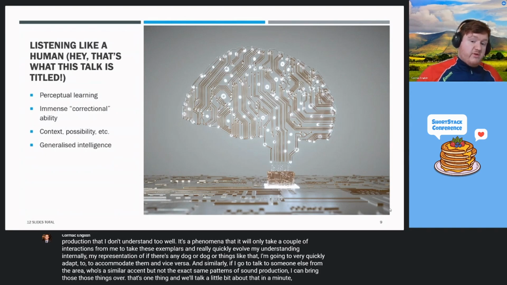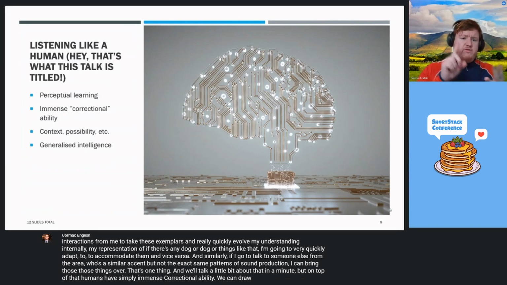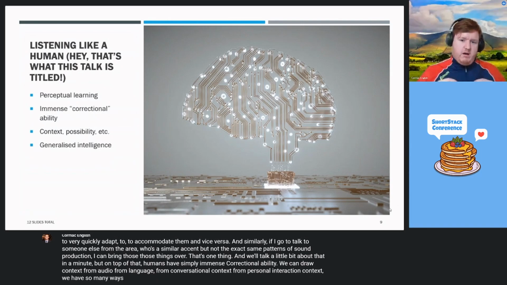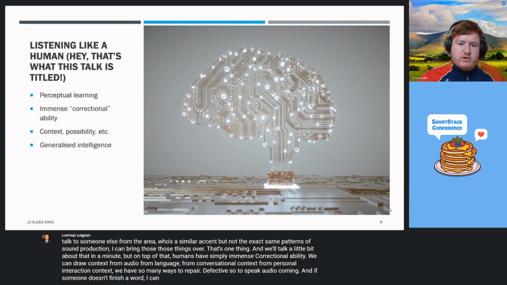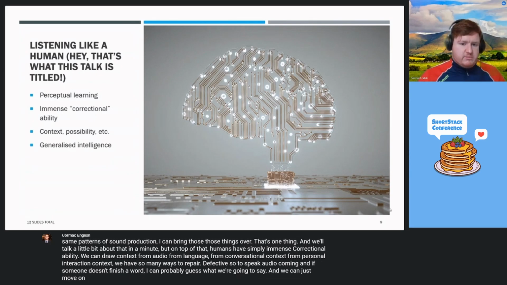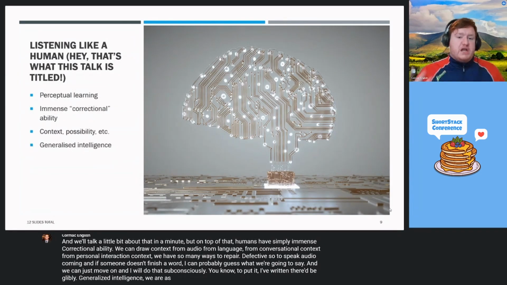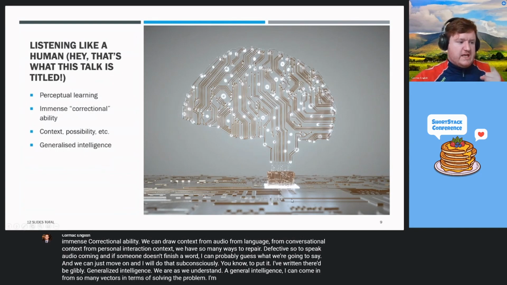But on top of that, humans have simply immense correctional ability. We can draw context from audio, from language, from conversational context, from personal interaction context. We have so many ways to repair defective, so to speak, audio coming in. If someone doesn't finish a word, I can probably guess what word they're going to say, and we can just move on, and I will do that subconsciously. To put it, I've written it there a bit glibly, generalized intelligence. We are, as we understand, a general intelligence. I can come in from so many vectors in terms of solving the problem. I'm not limited to one tool set.